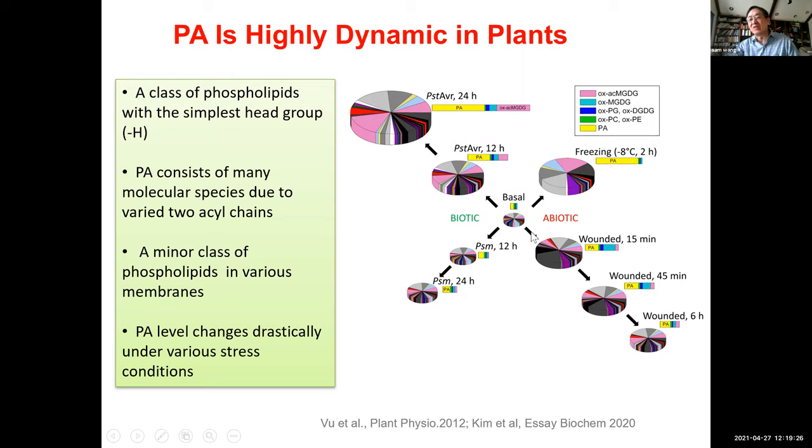This is work we've done in collaboration with my longtime collaborator, Ruth Welti, who is now running the lipidomics center at Kansas State. If you have pathogen infection, you see a large increase of PA, but depending on whether the interaction is compatible or incompatible, the changes are different. With wounding or cold stress, you also see a large increase of phosphatidic acid. The basal level of PA is a rather small amount in membrane lipids, but depending on the stress conditions, it changes quickly, and many of those changes are transitory. With wounding, for example, it will increase and then drop back to baseline as the plant heals.